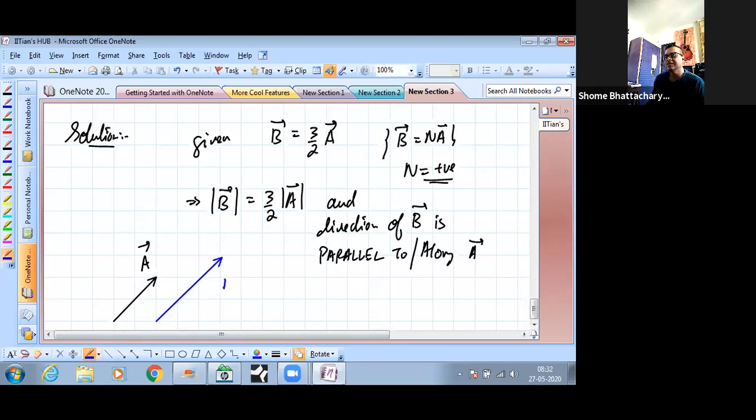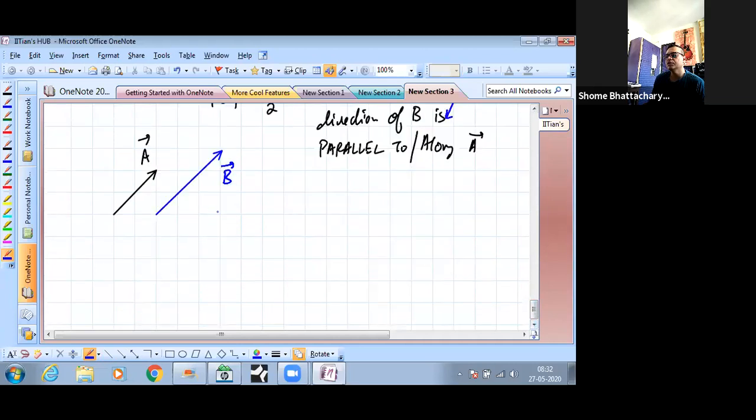Okay. This is the definition better. If a vector is a scalar times another vector, if b is equal to some number or any scalar quantity into a, where that scalar quantity is positive, then by definition positive means they will be parallel. So in this diagram you can see where the magnitude of b is 1.5 times the magnitude of a, and their directions are parallel. Okay, so I'm just minimizing all this.